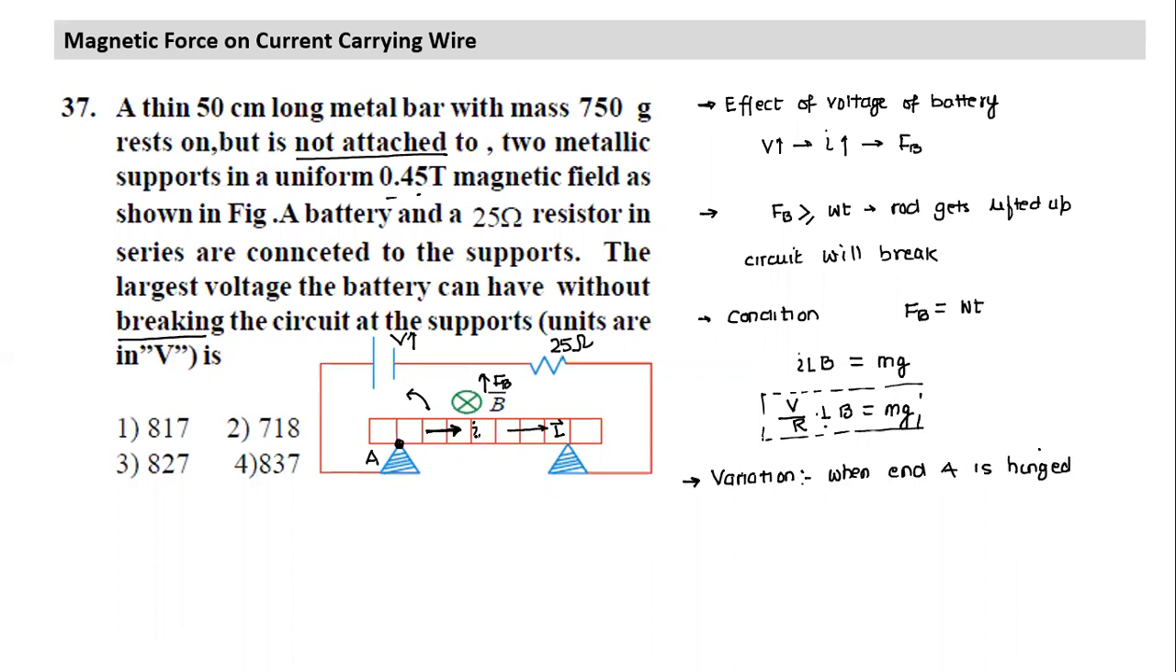Then what has to happen? This torque, which torque is trying to rotate? Magnetic field torque is trying to rotate. So when the torque due to magnetic force exceeds the torque due to weight, both about which point? About A. Then it loses contact. The circuit will break.